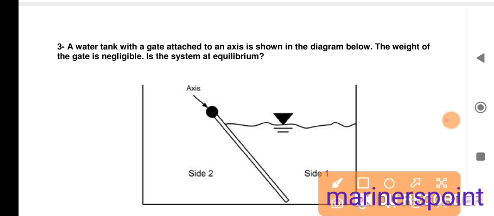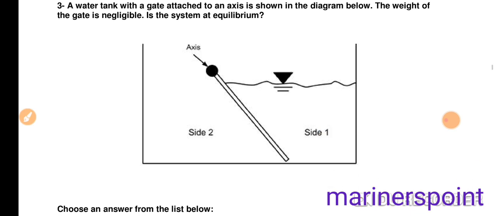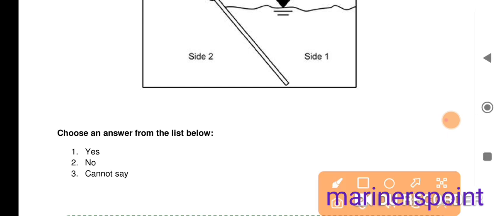So, is the system at equilibrium? Then what will you say? Yes. You can see the option. Yes, the system is in equilibrium. If there is no movement, okay, then in this condition it is in equilibrium.